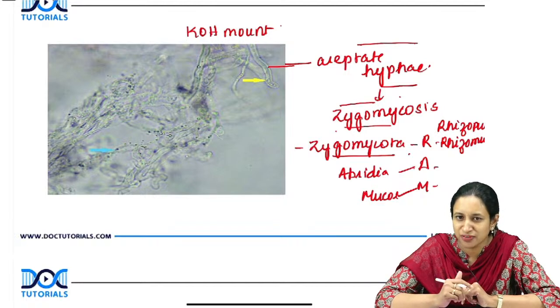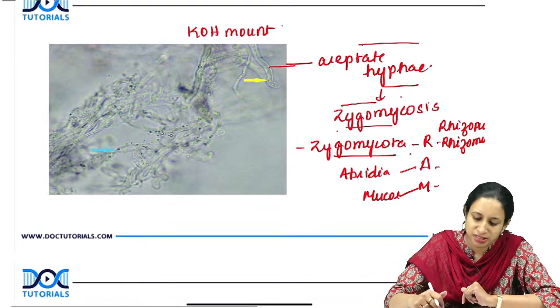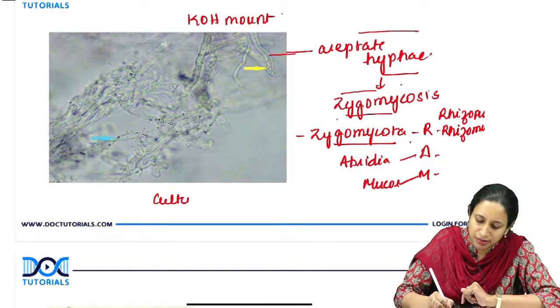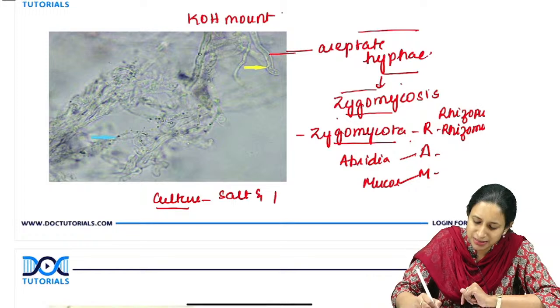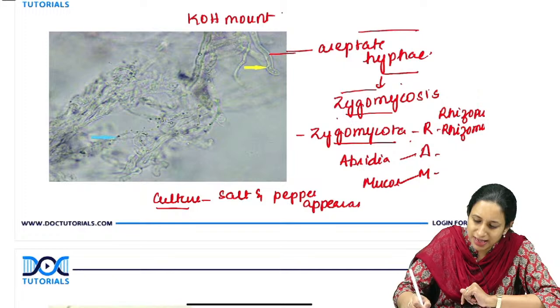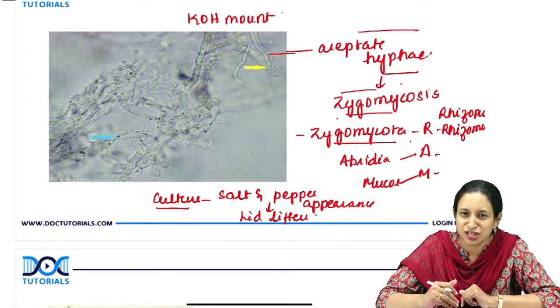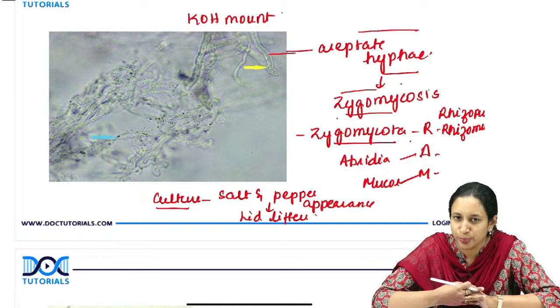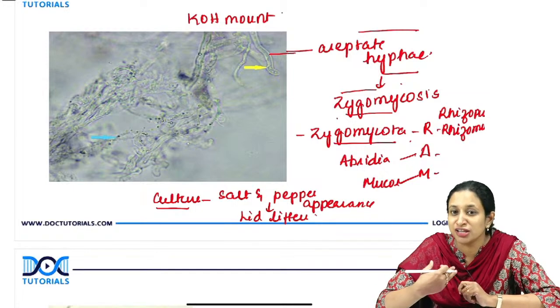Now aseptate hyphae, angio-invasive in nature, is something very consistent with Mucor and Rhizopus. And what is the typical culture finding that you see in Rhizopus and Mucor? It is called salt and pepper appearance. These are also known as lid lifters. It looks like the growth is such that it can lift the lid of the petri dish. So this is called salt and pepper appearance, or lid lifters.